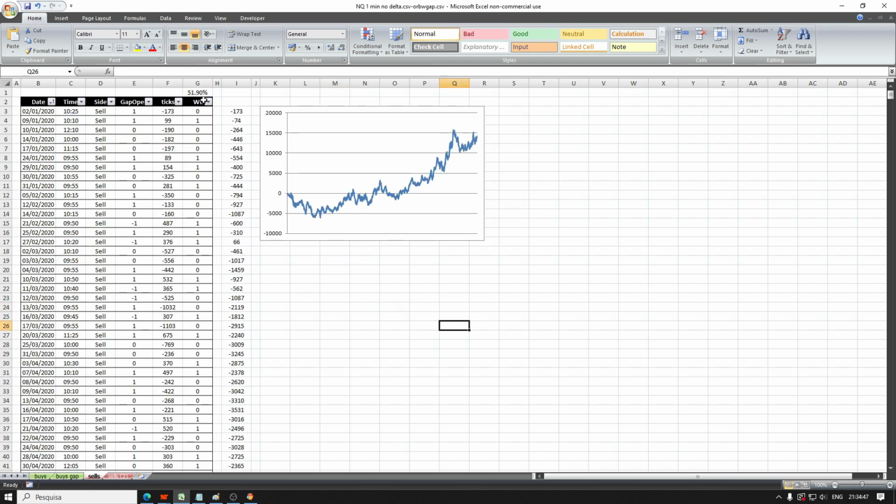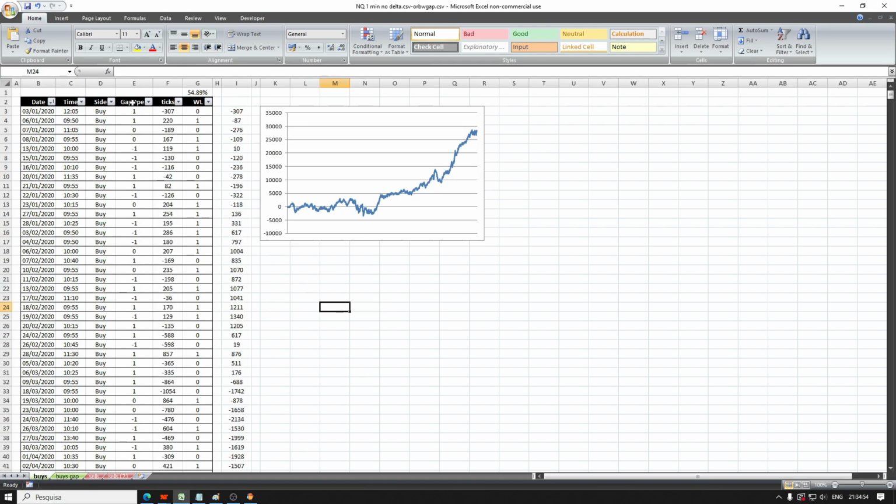And then sells is very minimal. I definitely wouldn't trade with that. But what I have recorded is the gap open here. So it's a 1 if we're trading towards the gap. It's a -1 if we're trading away from a gap. And it's a 0 if the gap's already closed.